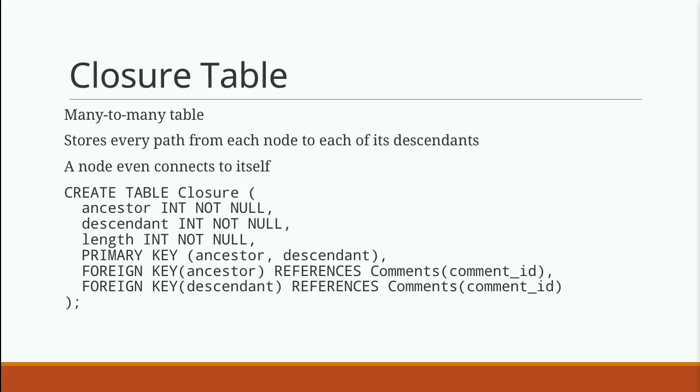But the idea is you create an additional table in your database, not the one that you're storing your tree nodes in, but a second table in which you store every single path that goes through the tree. For the immediate children, but also paths of length 2, paths of length 3, and so on. Even paths of length 0, where a node refers to itself.